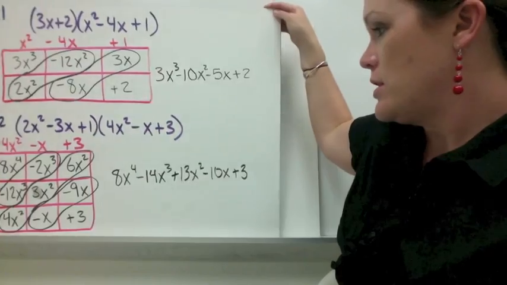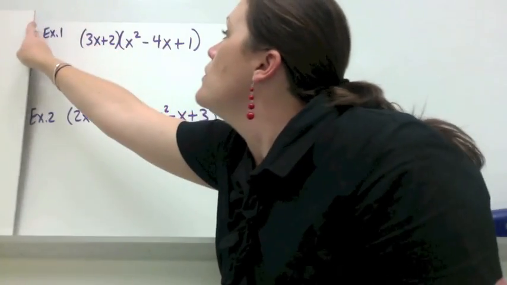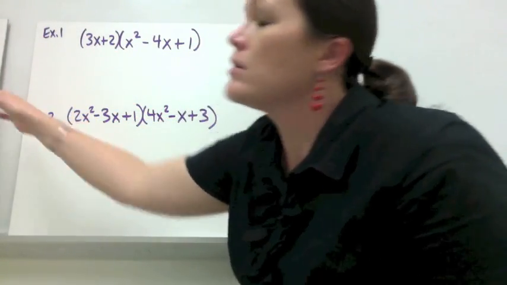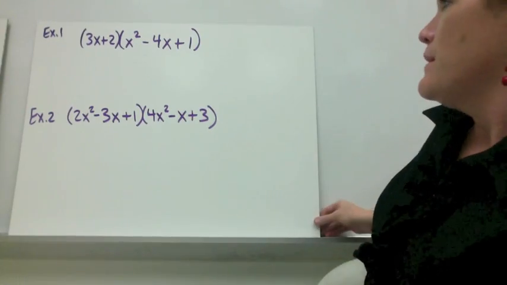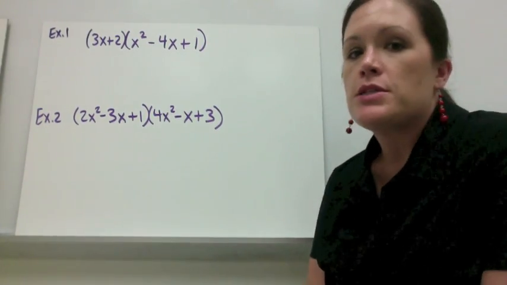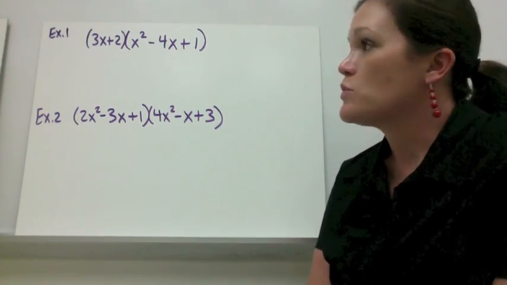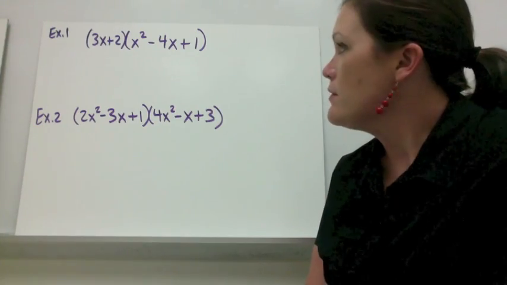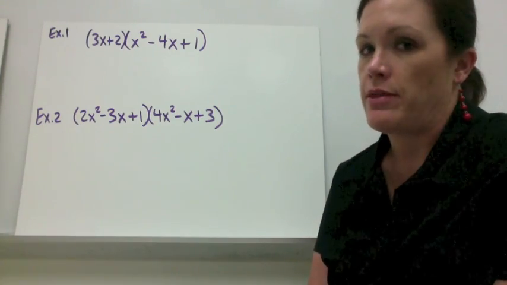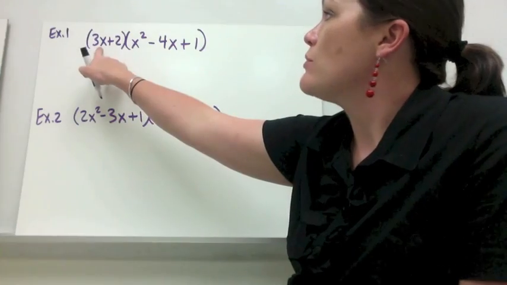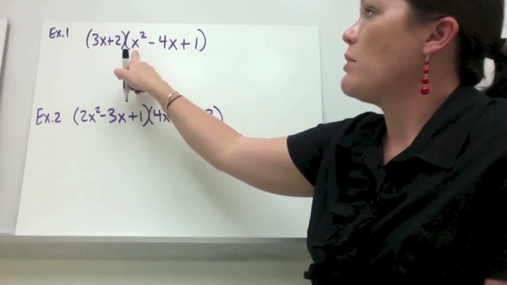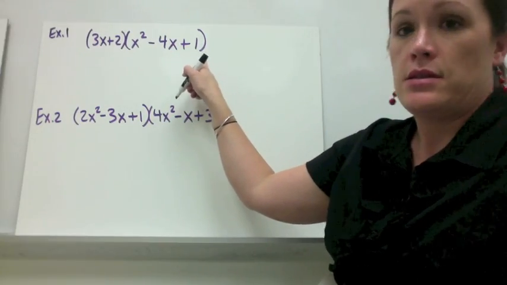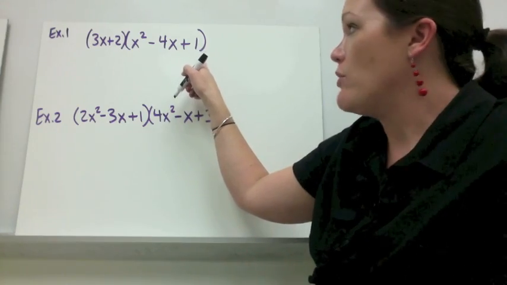Now, let's look at these same examples using a slightly different method. So if I have 3x plus 2 times x squared minus 4x plus 1, the same example. Well, let's say that the box is not your favorite method. We can take the first term, 3x over here, and multiply it by each one of these, 3 terms in this polynomial, and write them down.